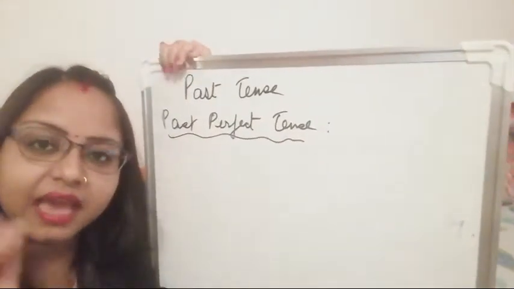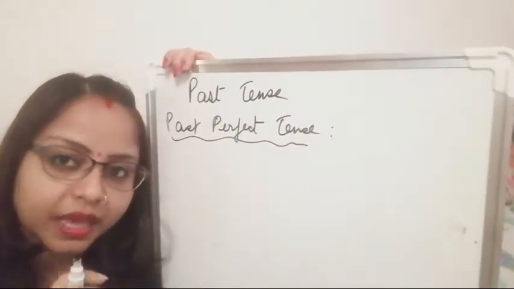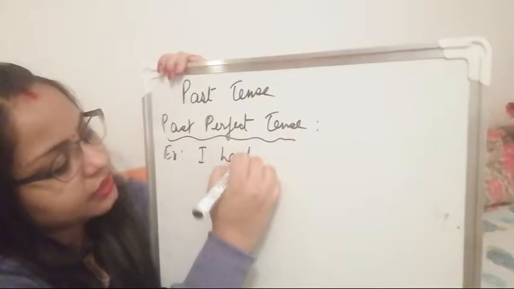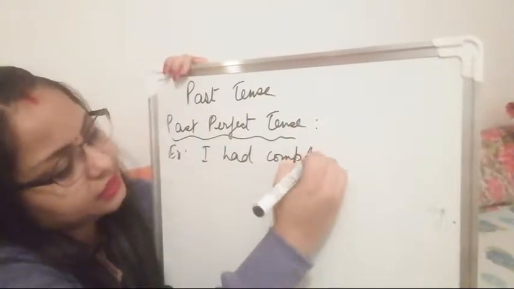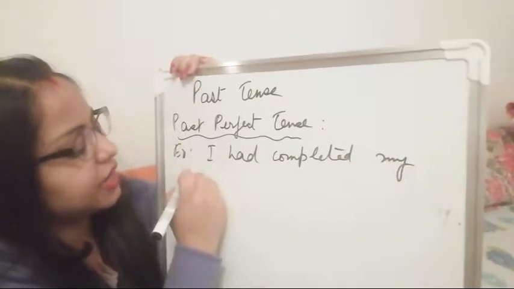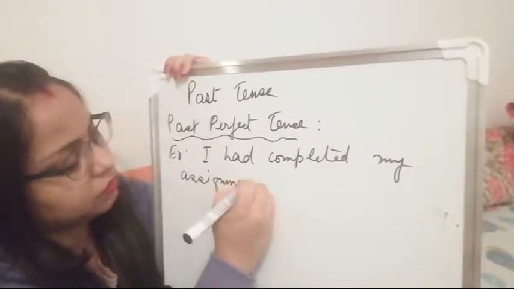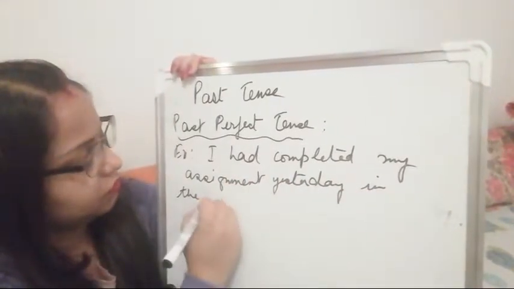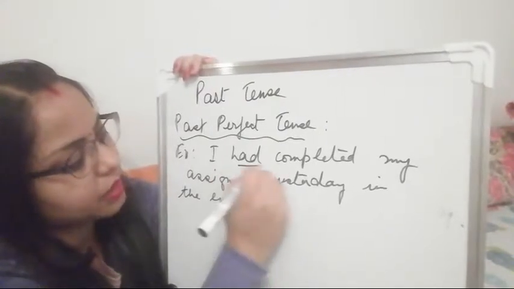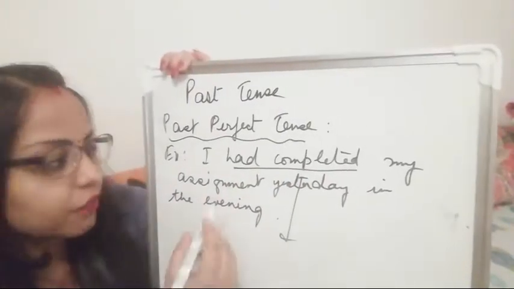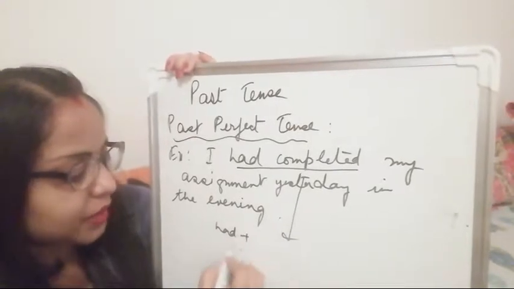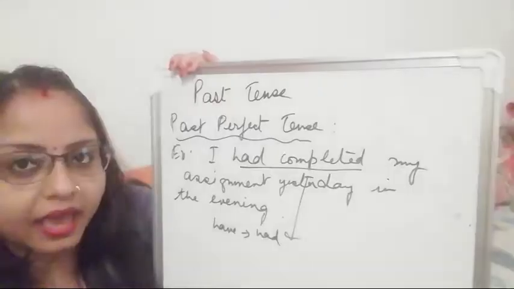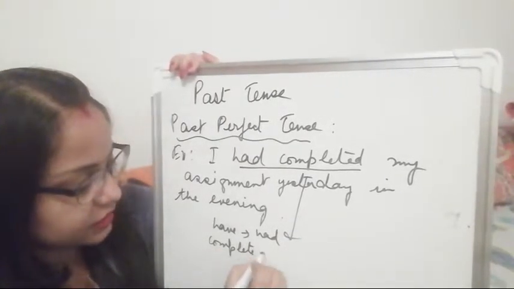An action that had taken place in the past for a certain period of time and then it stopped. How? See, I had completed my assignment yesterday in the evening. I had completed my assignment yesterday in the evening. Now look at the verb have. It has become had, and complete has become completed.